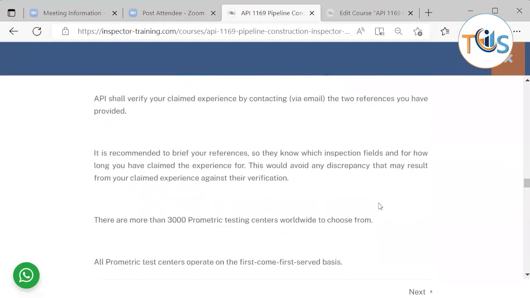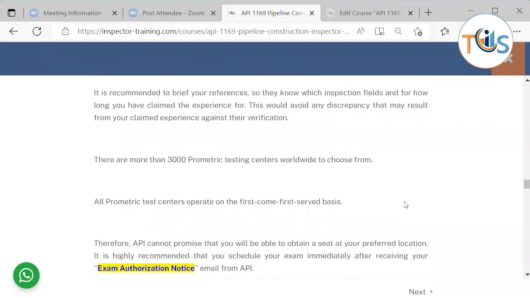API shall verify your claimed experience by contacting the 2 references you have provided, which is recommended. Brief your references so they know which inspection field and for how long you have claimed the experience for. This would avoid any discrepancy that may result from your claimed experience against their verification.